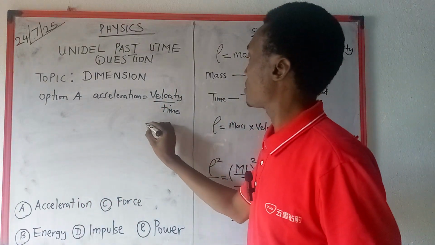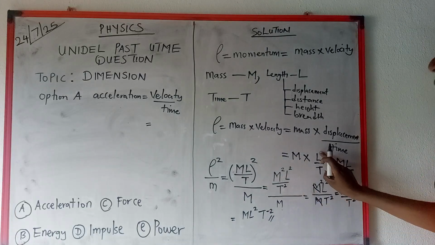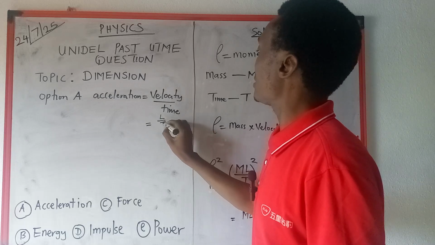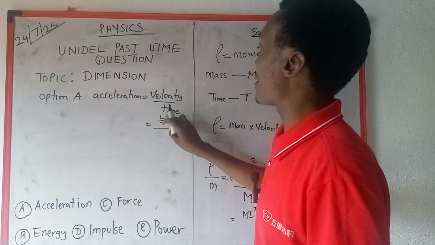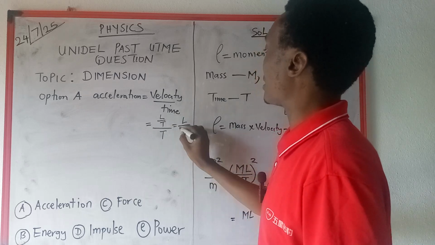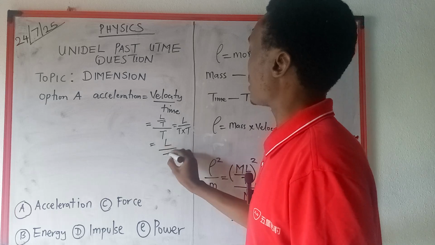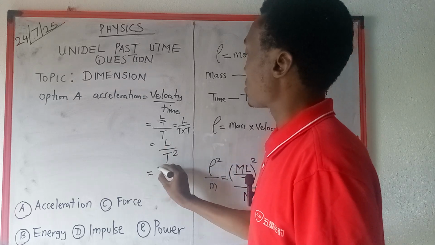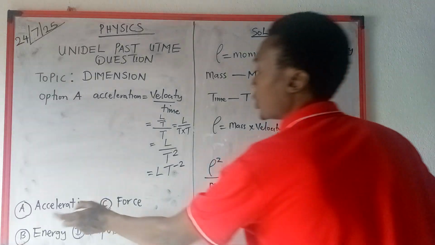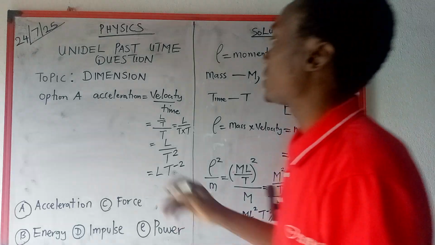So what is velocity? We already saw velocity here. Velocity was L over T. So let's go. L over T over what is time? T. So L over T, drop this T down, T times T. So we're going to have L over T square, giving us L T raised to the power of minus 2. So option A is not the same thing as this. We're going to kick it out.